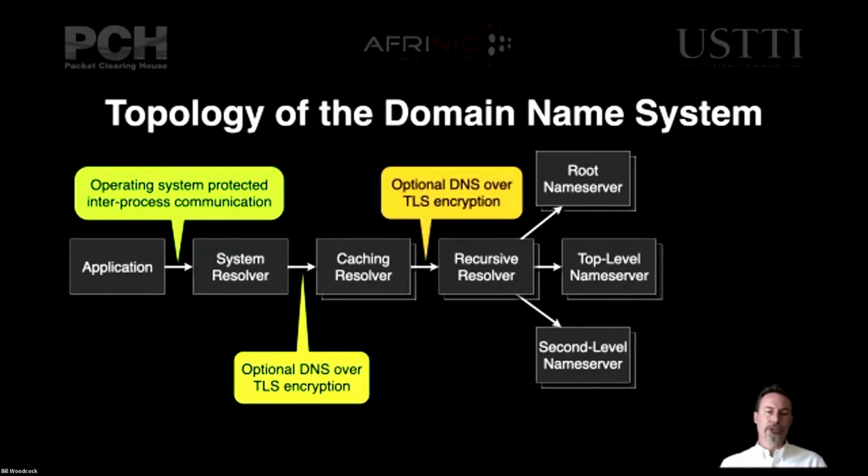Then between a caching resolver and a recursive resolver, this is more likely to be leaving your network. And again, DNS over TLS is going to be the best bet for encrypting that connection. And then between the recursive resolver and the authoritative name servers, there's not really guaranteed at this point to be any encryption at all. So by and large, that's still moving clear text across the internet.